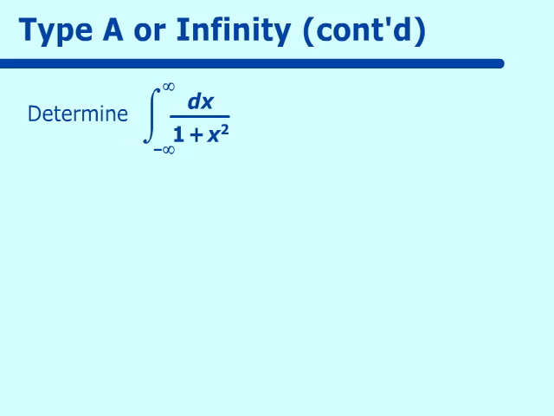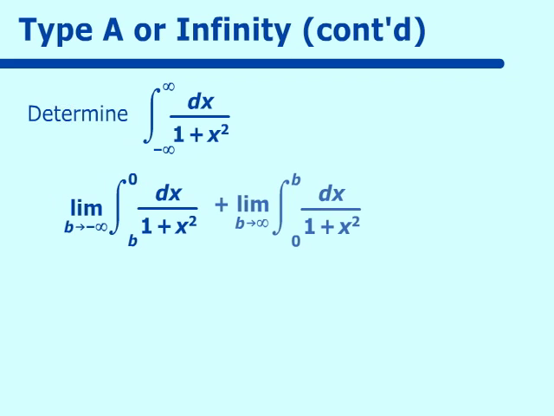So let's do the limit as b approaches negative infinity of the integral from b to 0 of dx over 1 plus x squared. Add to that the limit. We can use another variable, but b will still work for this one. b approaches positive infinity from 0 to b of dx over 1 plus x squared. Take the antiderivative of dx over 1 plus x squared, and that's the arctangent of x. And remember, we have the limit as b approaches negative infinity.